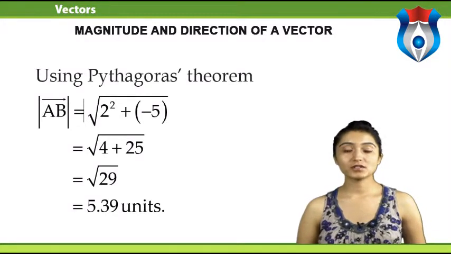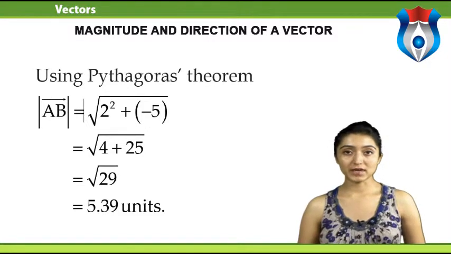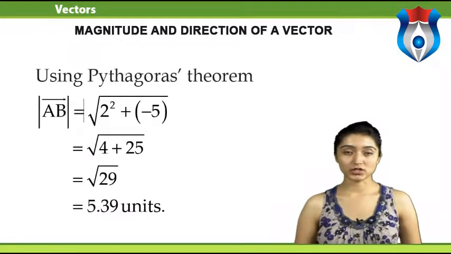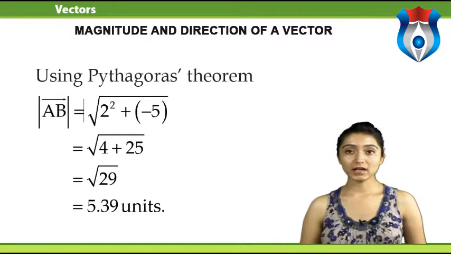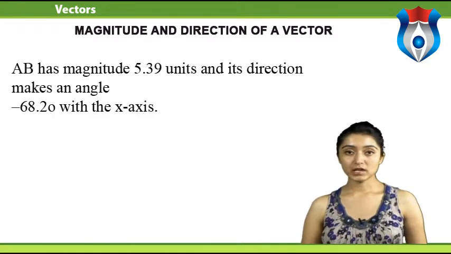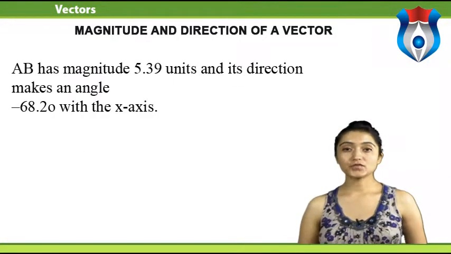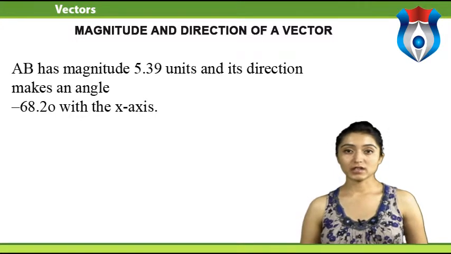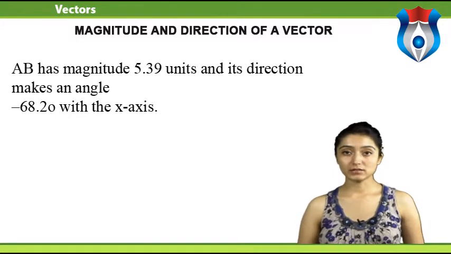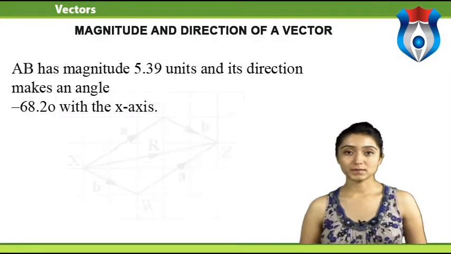Its direction is defined by the angle AB makes with the positive x direction. This angle is minus theta. AB has magnitude 5.39 units and its direction makes an angle of minus 68.2 degrees with the x-axis.